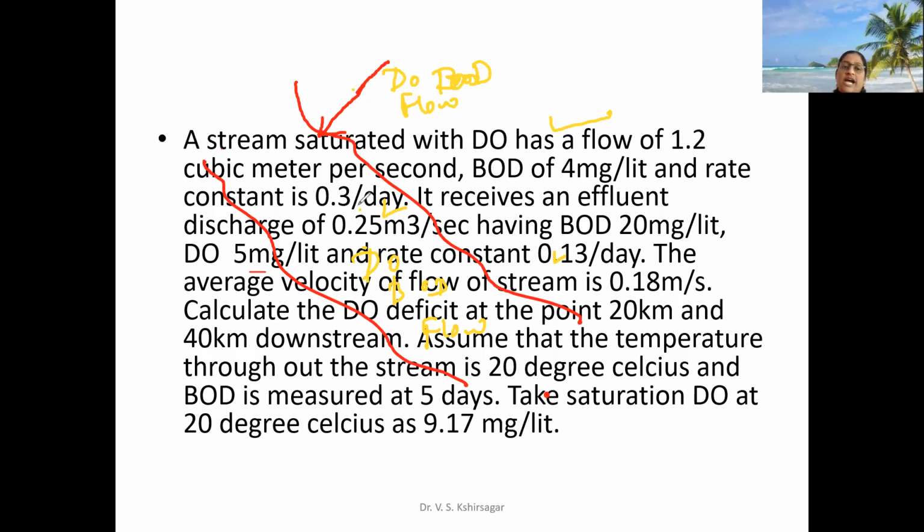This is a stream. And the rate constant in a stream, in the sense, what is the stream doing? It is doing reoxygenation. So it is the reoxygenation rate constant, 0.3 per day. And this is the rate constant of the effluent, so it is the deoxygenation rate constant. So it will be 0.13 and 0.3. So these are the factors you need to understand, and then the example is very simple to solve.